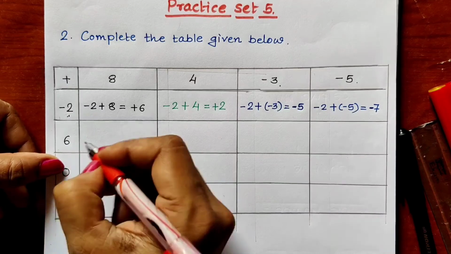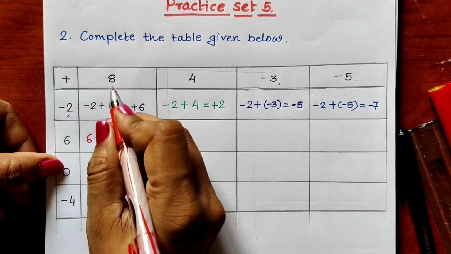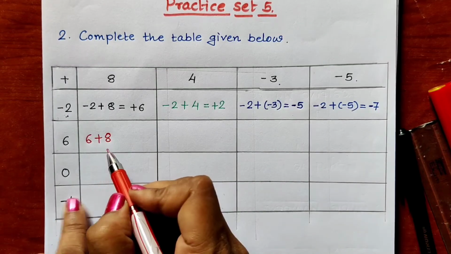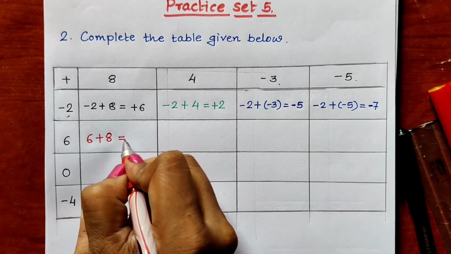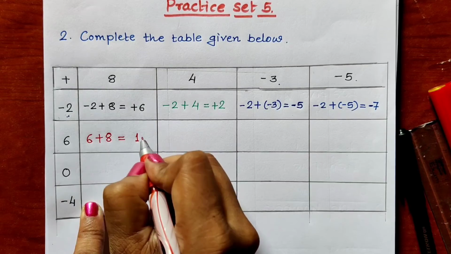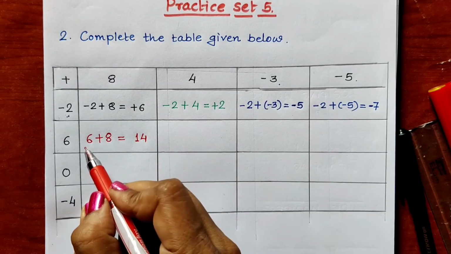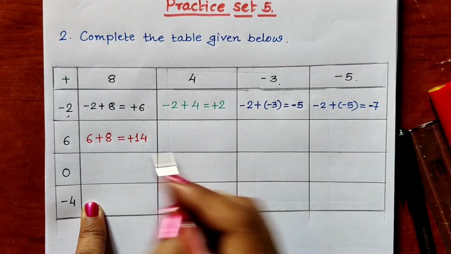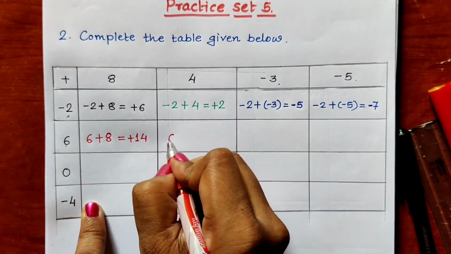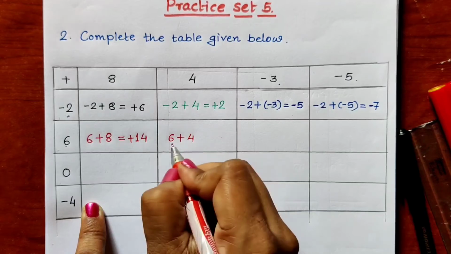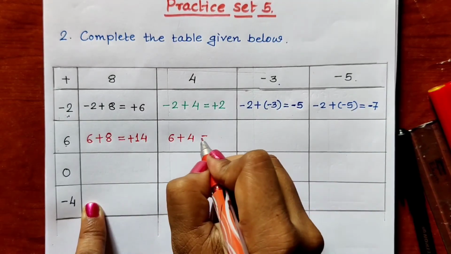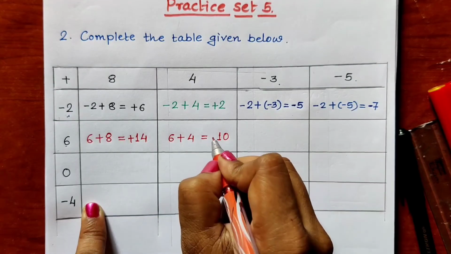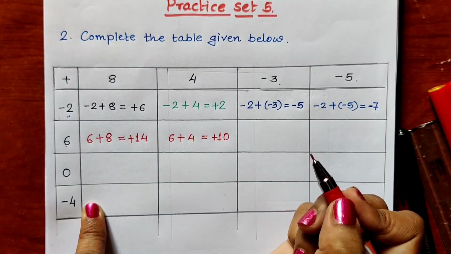Now here we have 6 plus 8. Both numbers have a plus sign. Same sign means we will have to add the numbers. 6 plus 8, answer will be 14. And we will give the common sign to the answer, that is the plus sign. Okay. Now 6 plus 4. Again same sign. That means we will have to add the numbers. 6 plus 4 is 10. Common sign is the plus sign. So we will give the plus sign to the answer.